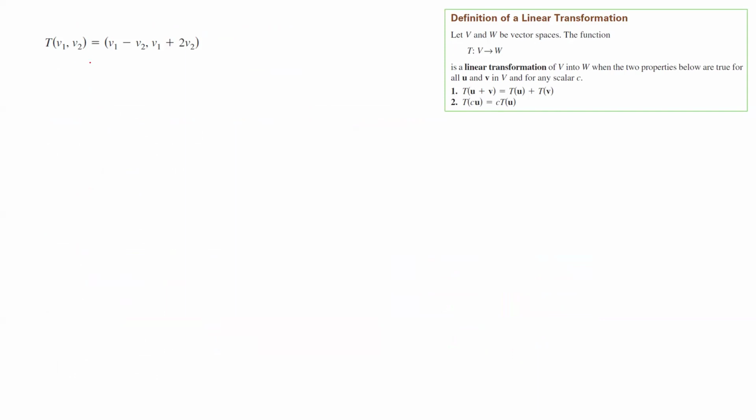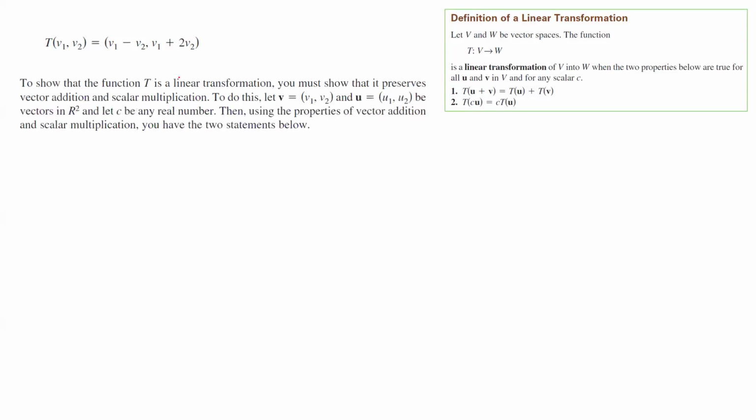Consider the following function that we worked with in previous slides. This function takes v1 and v2, components of vector v, and it gives you v1 minus v2 and v1 plus 2v2. Now, is this a linear transformation? For this to be a linear transformation, it needs to satisfy two conditions. It must preserve addition and scalar multiplication. So let us begin, everybody.